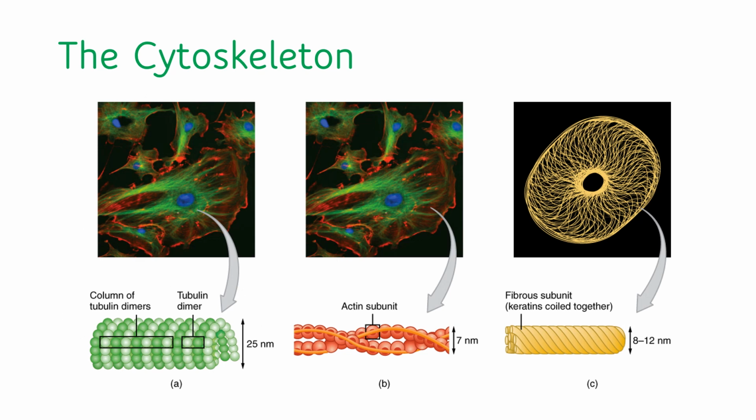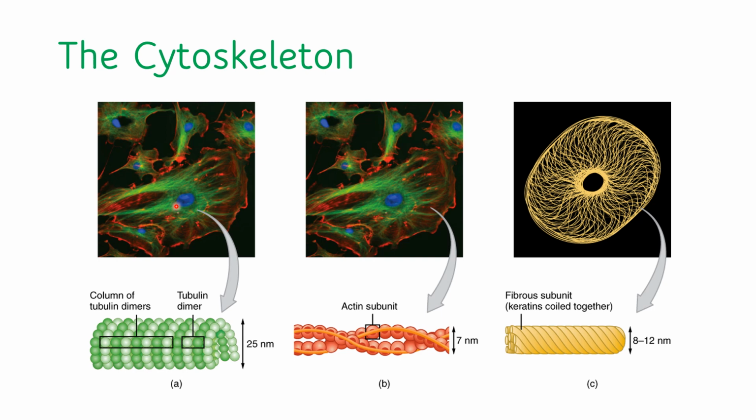So this is what a cytoskeleton looks like. This is the cytoskeleton dyed different colors. You don't need to know the different types of cytoskeleton or what it's made up of, but this will help you visualize what it looks like.